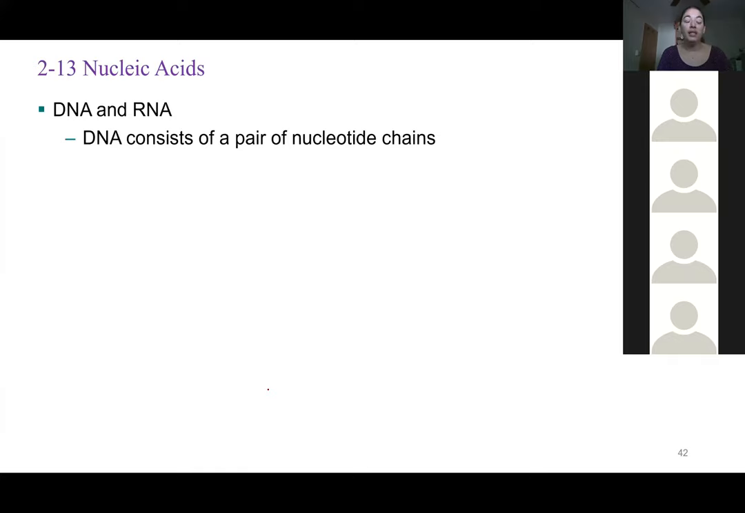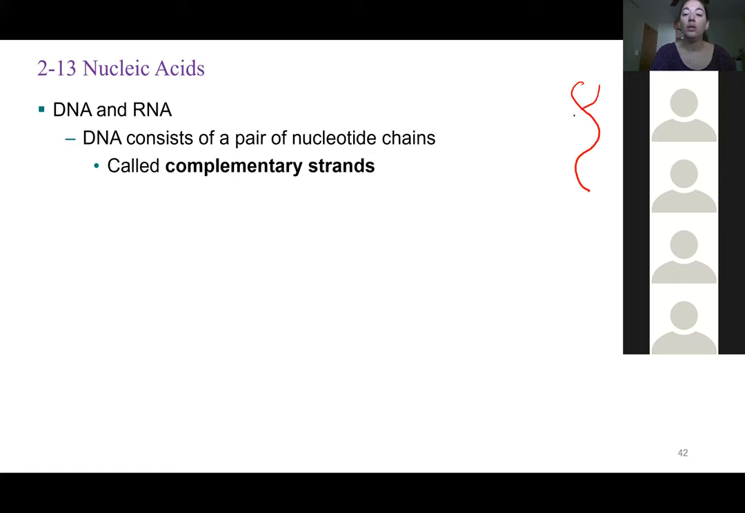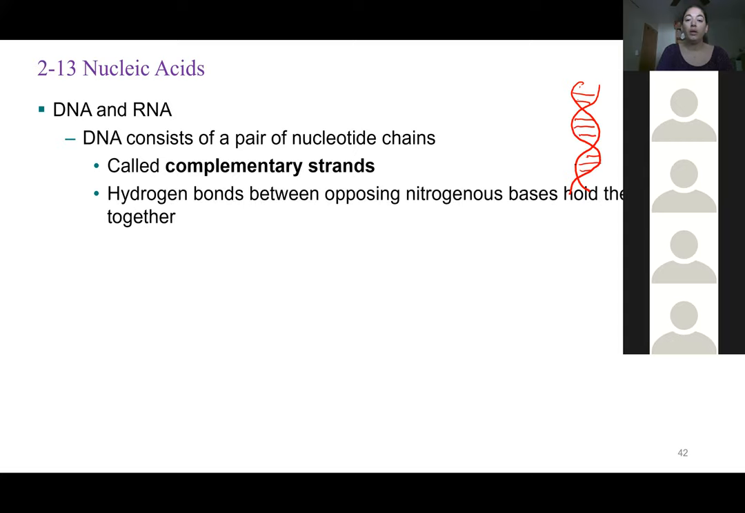Okay, DNA is made up of a pair of nucleotide chains, and we would call these complementary strands. So DNA is a double-stranded molecule that forms what we call a double helix, okay? And then between those strands are your nucleotide bases. So what holds these strands together? Hydrogen bonds. So hydrogen bonding is, again, very important. And that holds them together and forms that twisting double helix.